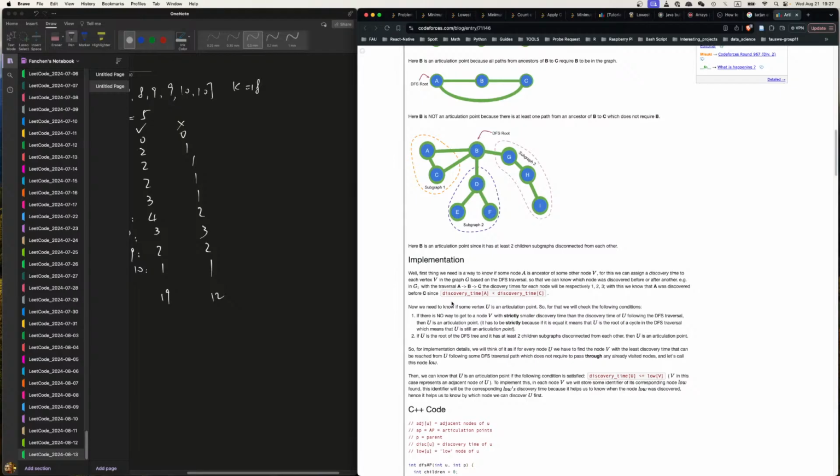Now we need to know if some vertex U is an articulation point. For that, we will check the following condition. If there is no way to get to a node V with strictly smaller discovery time than the discovery time of U following the DFS, then U is an articulation point.